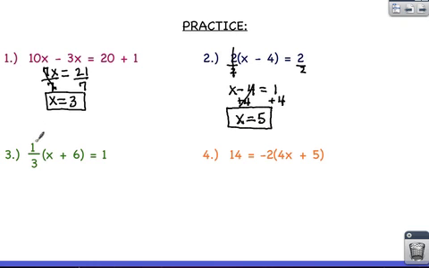Number 3, we can distribute 1/3, or start by multiplying both sides by the reciprocal. And we're left with x plus 6 equals 3. Subtract 6 from both sides, and we get that x equals negative 3.